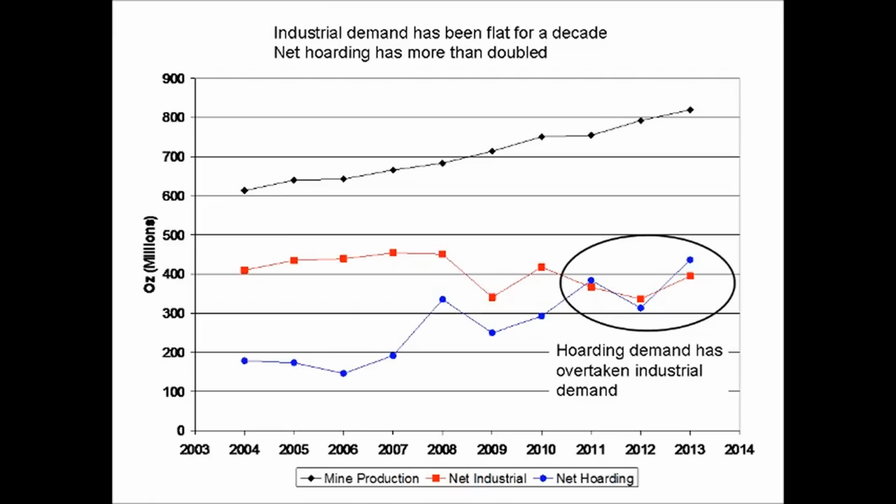Contrast this with net hoarding. This number I calculated by adding together the quantity of silver used in jewelry and that used for making coins and bars, and then subtracting out government dishoarding. The result is the amount of silver that we can expect to be going into hoards every year. The trend in hoarding has been steadily increasing since 2006. Recently, and this is a very important development, net hoarding has exceeded net industrial demand. The character of silver is changing.